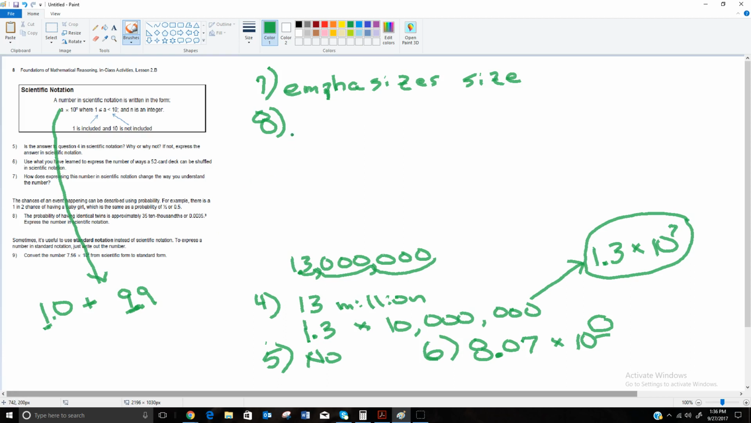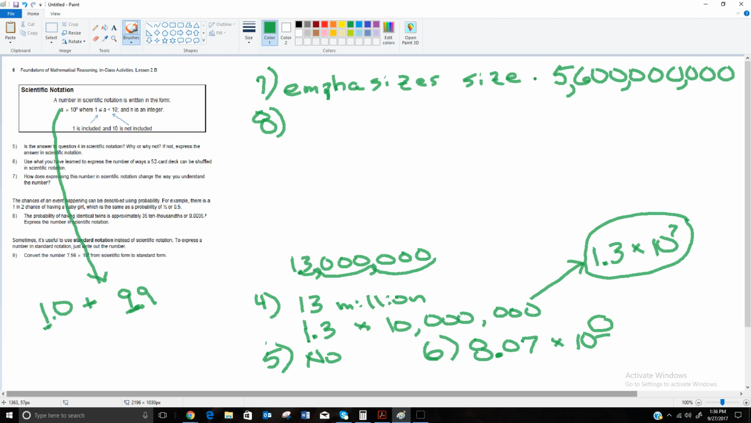So before I do number 8, I'm actually going to go off here to the side and do a couple extras. So let's take a couple more numbers. Say you have the number 5,600,000,000. I will throw a couple more zeros on there. Say you wanted to put this in scientific notation.